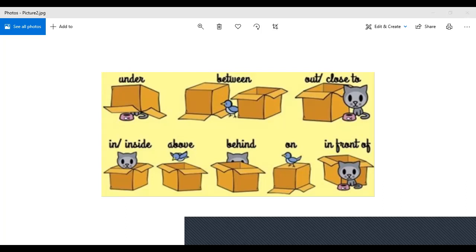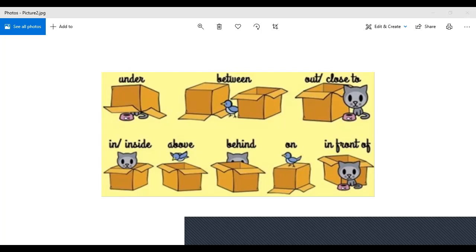Okay. Look at the next word. Then we have in or inside. The cat is going in the box or the cat is sitting inside the box. Now, these are again two different words which are basically telling about the same position, right? That the cat is sitting inside the box. Very good. Okay. Look at the next one.